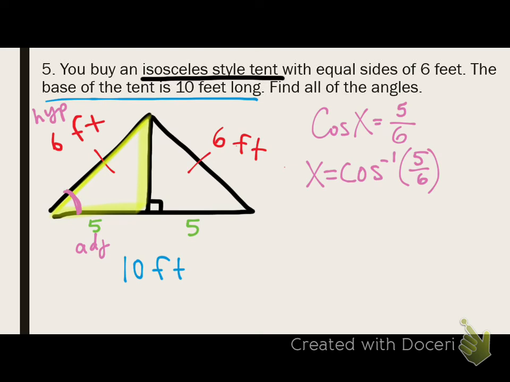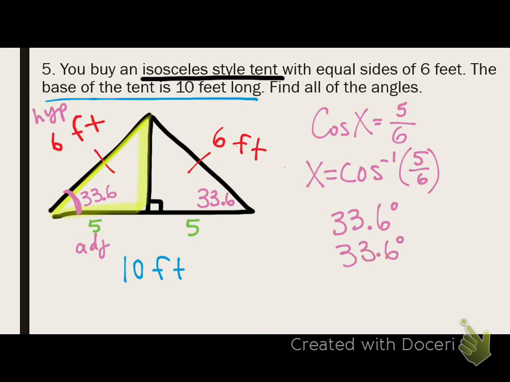So then, what did we get? It doesn't say to round. 33? 33.5? 0.56, so it'd be 0.6. We'll do that. So that means this angle is 33.6. This angle is also 33.6.